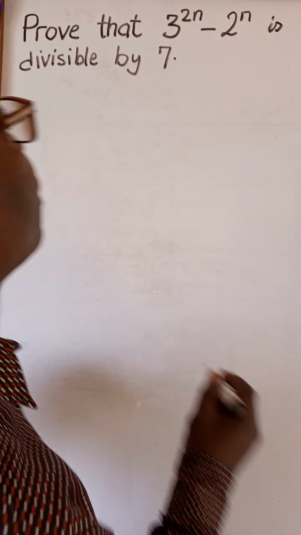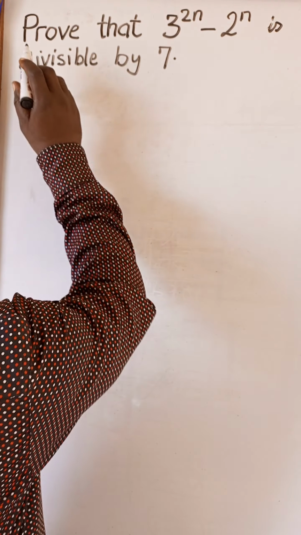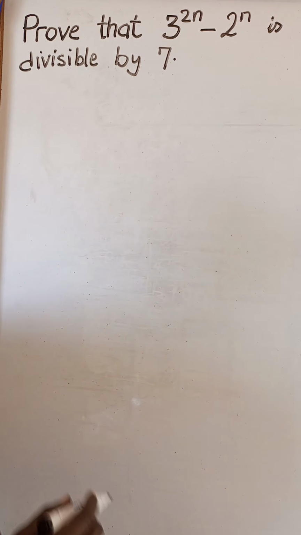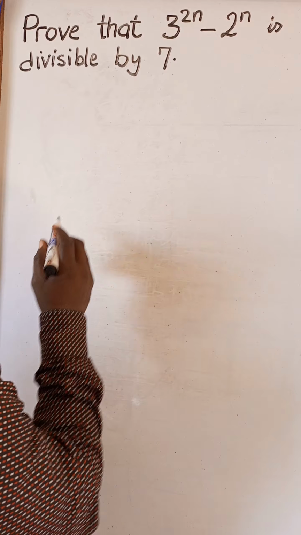Hello, let us look at this proof. Prove that 3 to the 2n minus 2 to the n is divisible by 7. How do we do that?